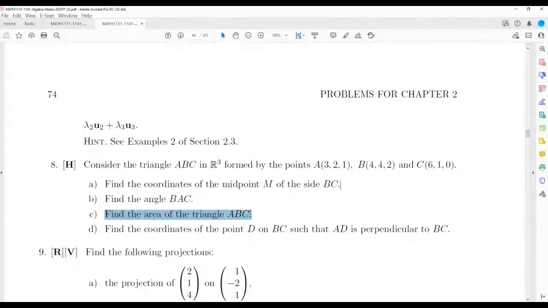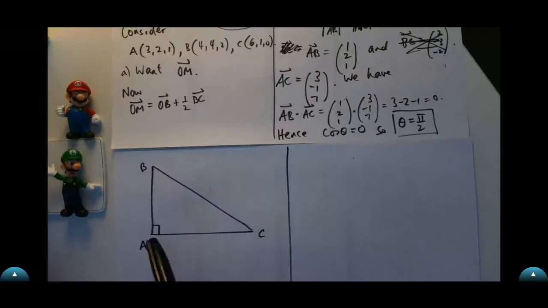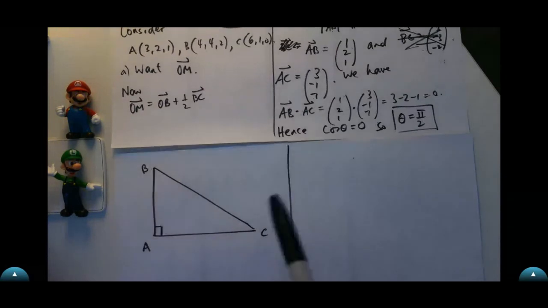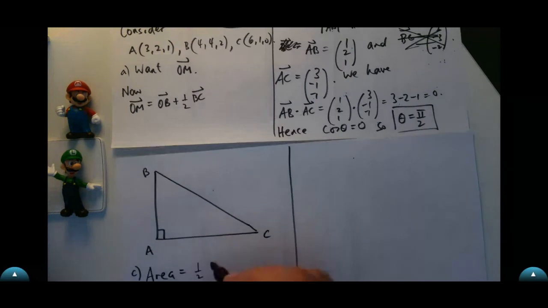Last part of this: find the area of the triangle ABC, and then find the coordinates of the point D on BC, such that these two things are perpendicular. All right. So the triangle, it's pretty easy now. From the new picture that I'm going to work with, because it's a right angled triangle, to get the area, all you need is the length of this, the length of that, and you can apply the area formula.